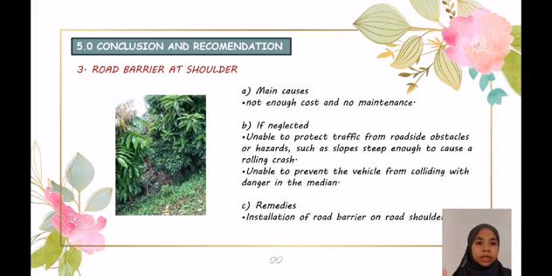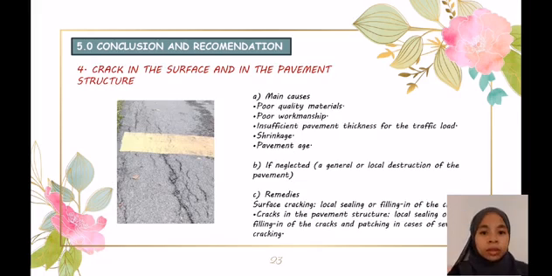3. Road barrier at shoulder. For the main cause, not enough cost and no maintenance. B, if neglected, first, unable to protect traffic from roadside obstacles or hazards such as slopes steep enough to cause a rolling crash. Second, unable to prevent the vehicle from colliding with danger in the median. And C, remedies, installation of road barriers on the road shoulder.